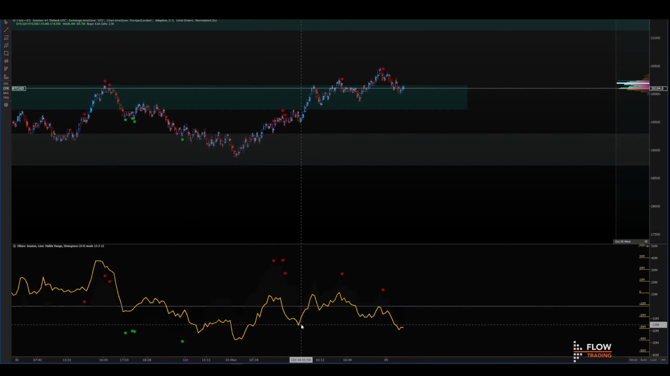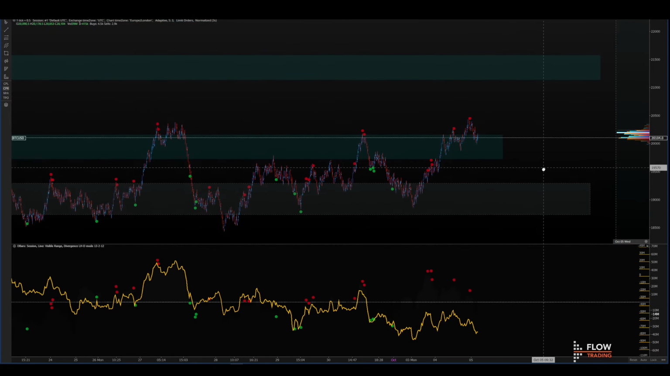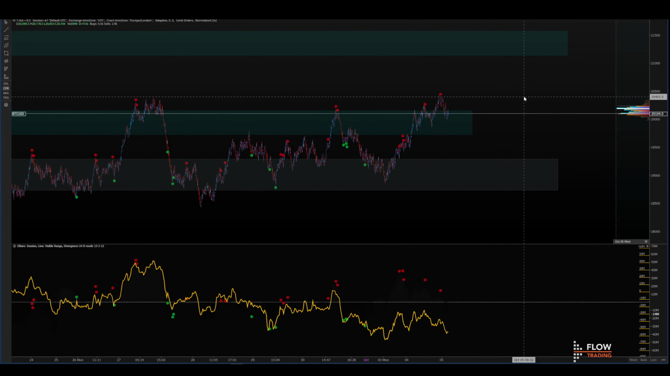Okay, you can see here the CVD is printing new lows, so this one's lower than this one, and yet the price is printing higher lows. Okay, so this here is the composite values that I've just highlighted on the market profile, these gray areas here. At the moment we're toying with the idea of getting accepted back into this one.